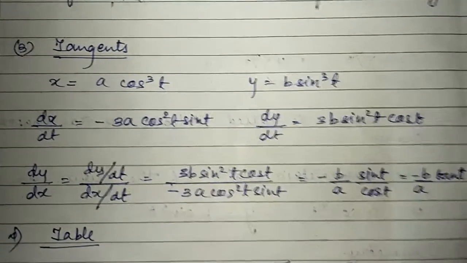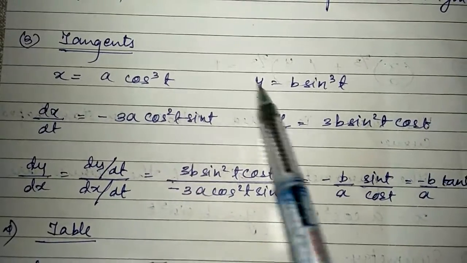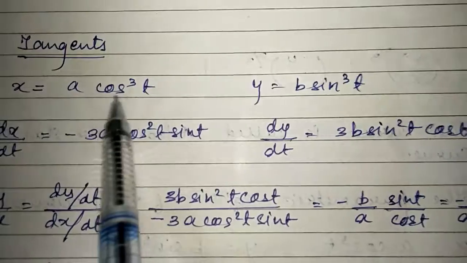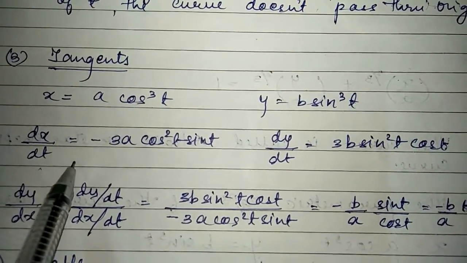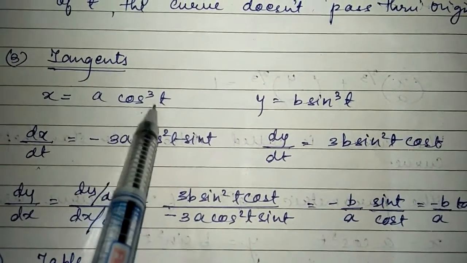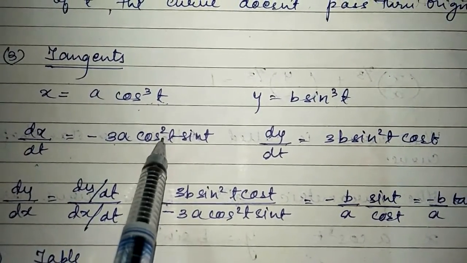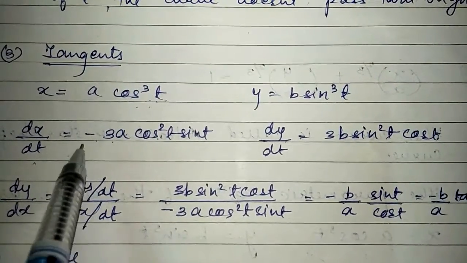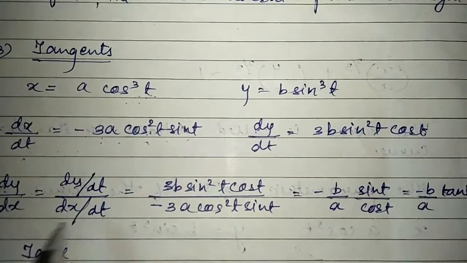Then come the tangents. Now we know x = a cos³t and y = b sin³t. We'll differentiate x with respect to t. So dx/dt is a as it is. Derivative of cos³t will be 3 cos²t, and derivative of cos t is minus sin t. So we have dx/dt = minus 3a cos²t sin t.